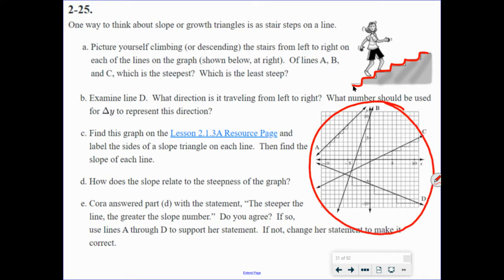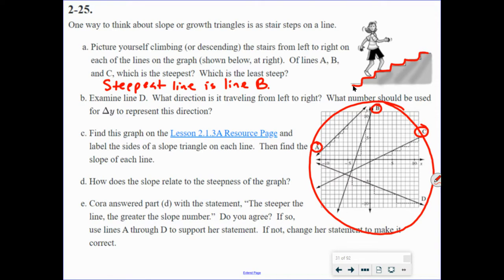Now this question should be pretty straightforward. The question just says, looking at lines A, B, and C, which of those lines is the steepest? Which of those stairs would be the steepest? Well, what do you think? The steepest line, I'll write this down, this is problem 2.13, lesson 2.13 and problem 225. So the steepest line is what? It should be line B.